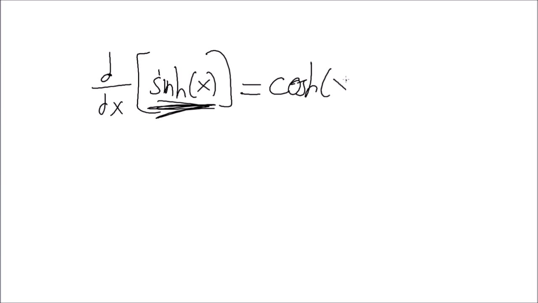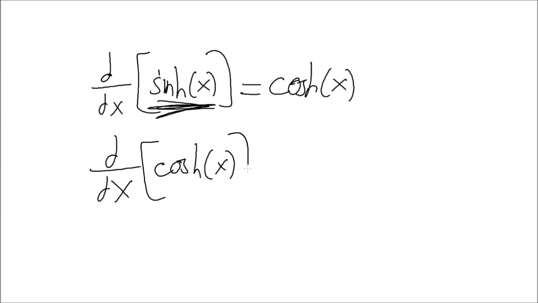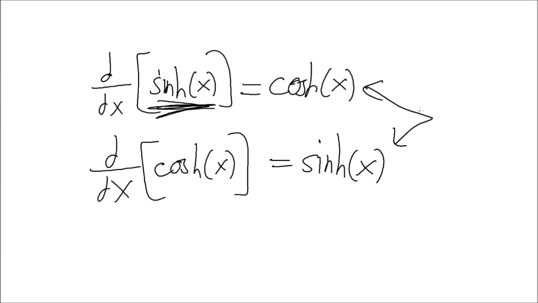It's just cosh, right? And the derivative of cosh is just sinh. The reason is that these are exponential functions. Cosh of x is equal to e to the x plus e to the negative x, all over 2. So these are just exponential functions, and that's why their signs don't alternate.